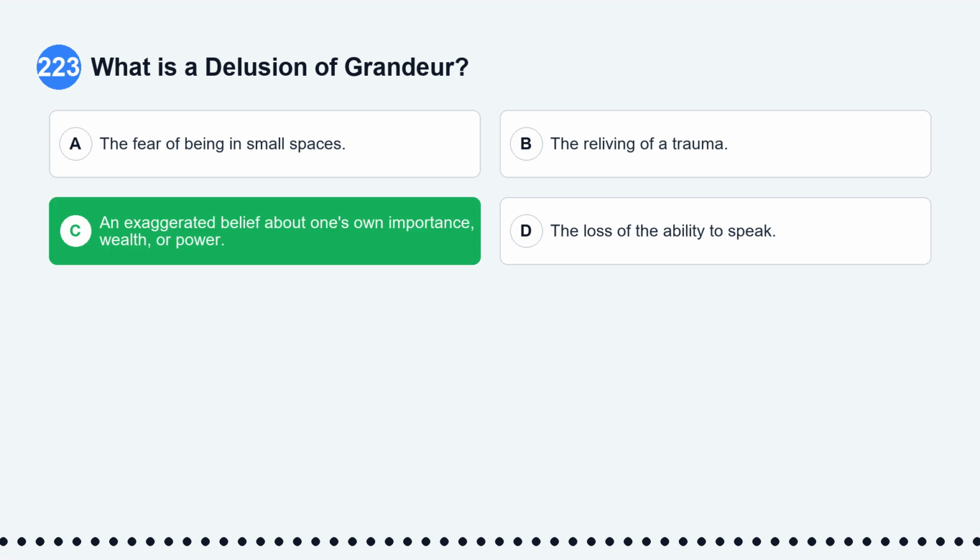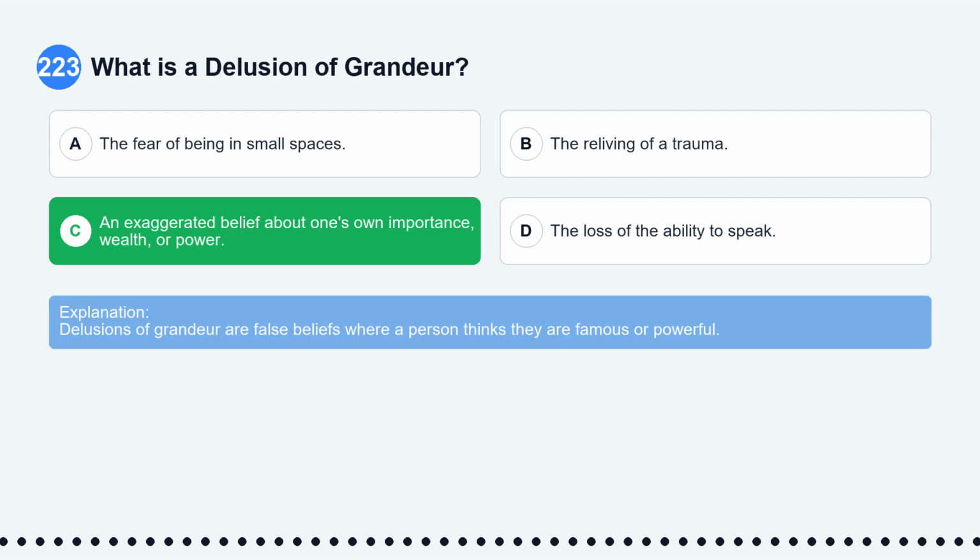The correct answer is option C. An exaggerated belief about one's own importance, wealth, or power. Delusions of grandeur are false beliefs where a person thinks they are famous or powerful.